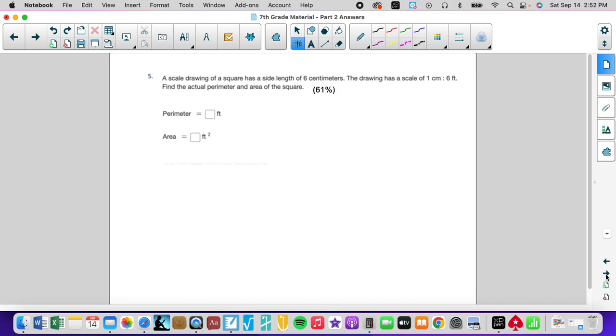A scale drawing of a square has a side length of 6 centimeters. So a square we know is going to have equal sides. So this is 6 centimeters and this is 6 centimeters because it's a square. The drawing has a scale factor of 1 centimeter is equivalent to 6 feet in the scaling object. So find the actual perimeter and area of the square.